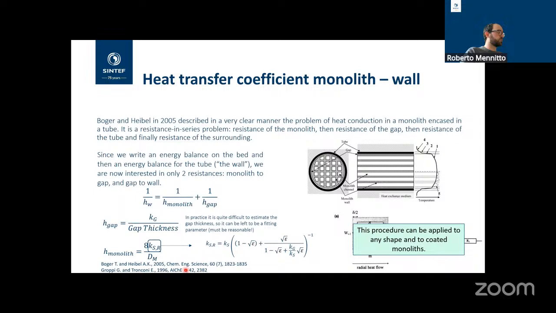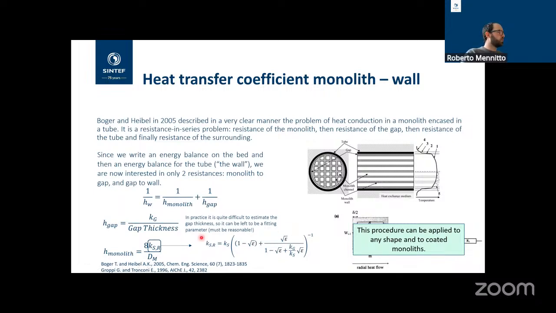There are other papers from Groppi and Ronconi that report, for instance, the same correlation for a triangular channel. Or even better, they report the same correlation for a square channel with a coating. And what you do effectively, you just add inside the correlation the volume occupied by the coating. So if you want to know more on these correlations, I do suggest reading the papers from Groppi and Ronconi.